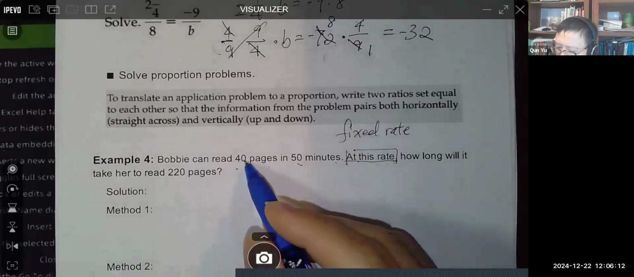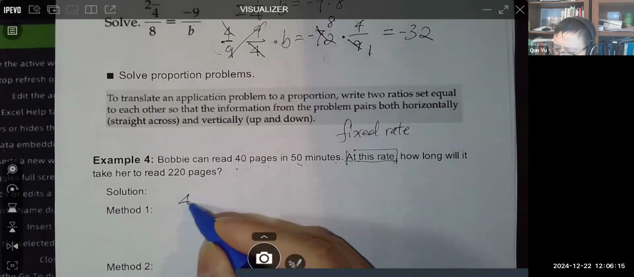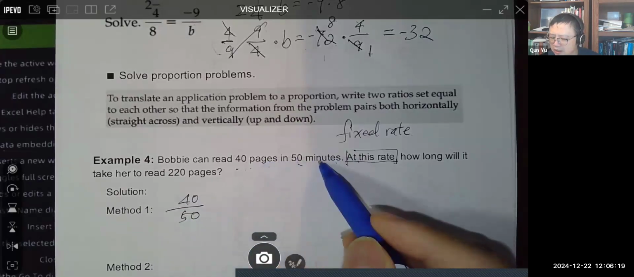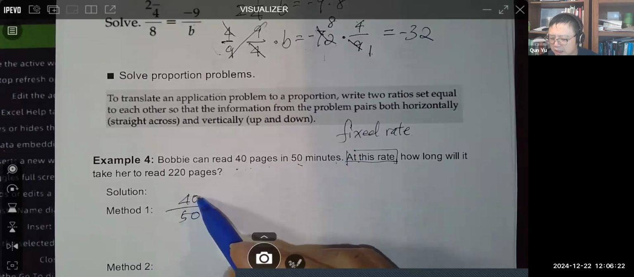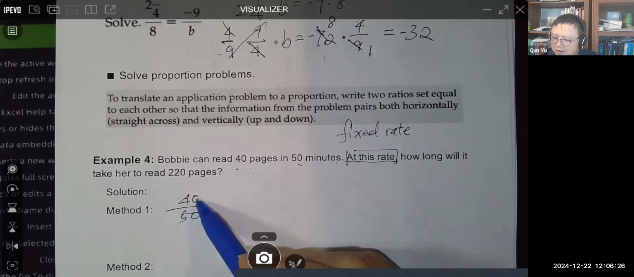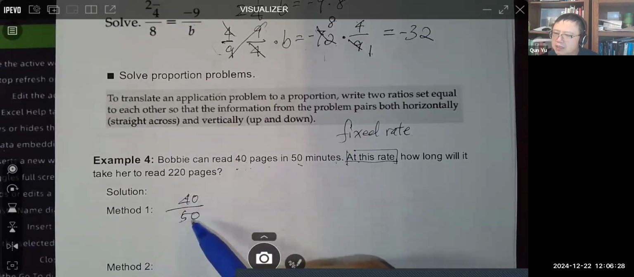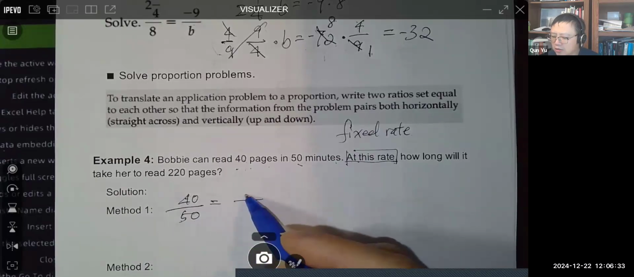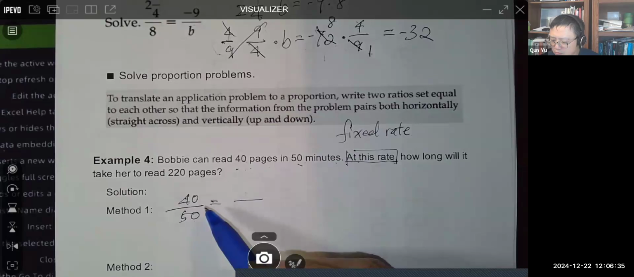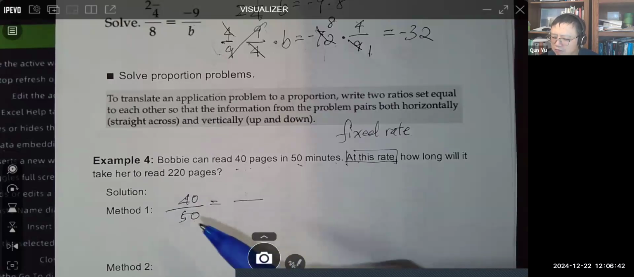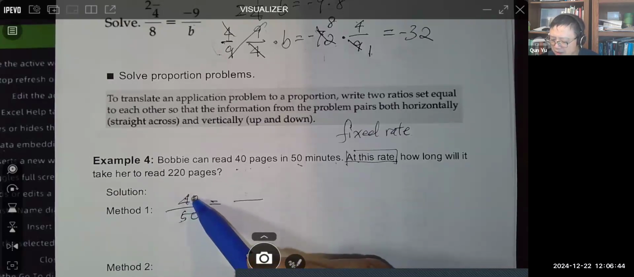So if I write this vertically, 40 pages versus 50 minutes. You don't need to write the units as long as you know 40 is pages and 50 is minutes. That's good enough. Then equals, on the other side, all you need to do is match the meaning, match the structure of the left-hand side. The structure is that you have pages on the top, minutes on the bottom.